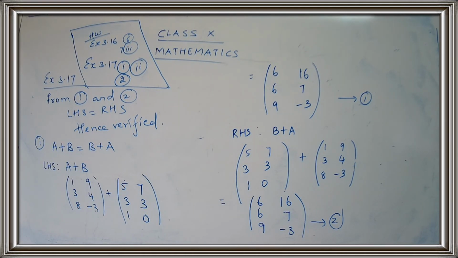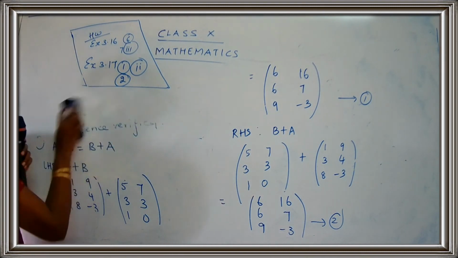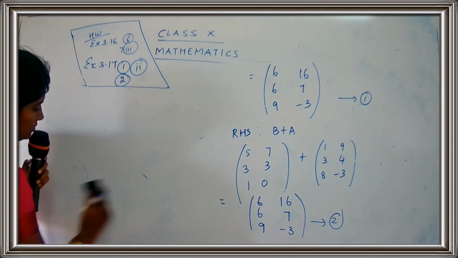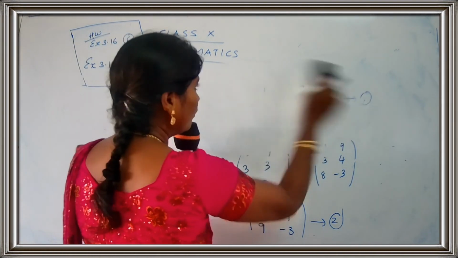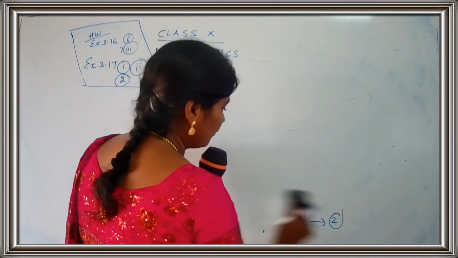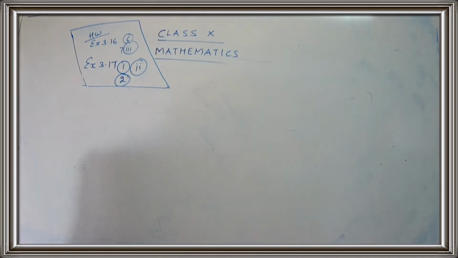It's very easy, children. Okay, I hope you have completed all the things. Good. Just listen to the homework part. You're going to proceed in the same manner, okay? You have to follow the same steps and complete it. You have to take the LHS, you have to take the RHS, and you have to say from 1 and 2, LHS is equal to RHS.